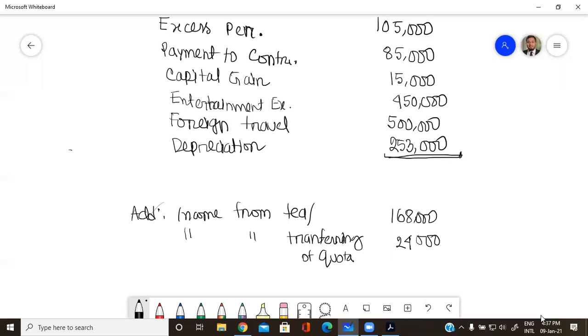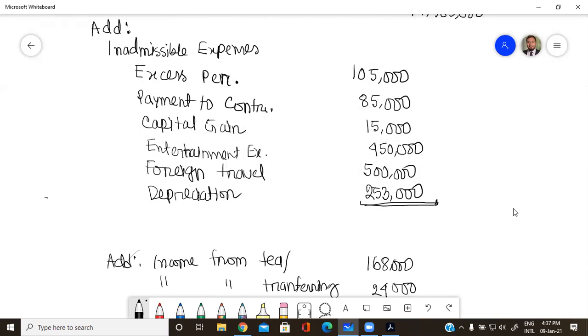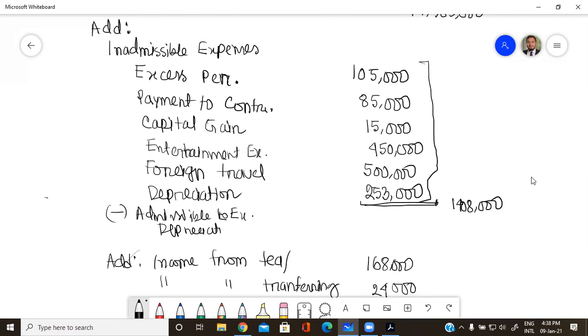Can you add back all these numbers? If you add them back, you will get 1,408,000. This is the summation of all inadmissible expenses. Now I subtract the admissible expenses. We need to write the depreciation first, because we need to make all other calculations before calculating entertainment expenses. That is the rule.